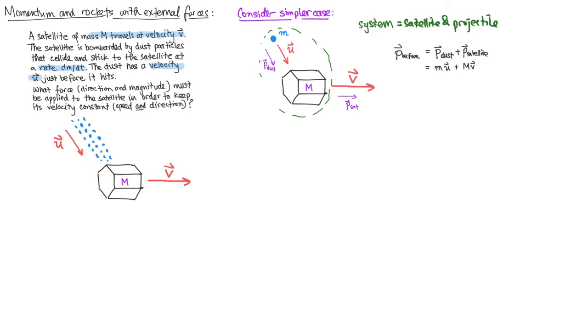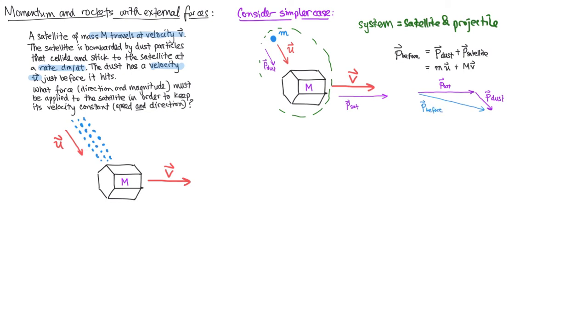If we assume that big M and big V are much bigger than little m and u, then we can redraw the satellite's velocity in a more representative way. It's probably going to be a longer momentum, something like that. So this p before is going to be the satellite's momentum, and then we add to it the dust's momentum, and the resulting momentum will be the system's momentum before, which we'll call P before. That's what we called it in the equation.